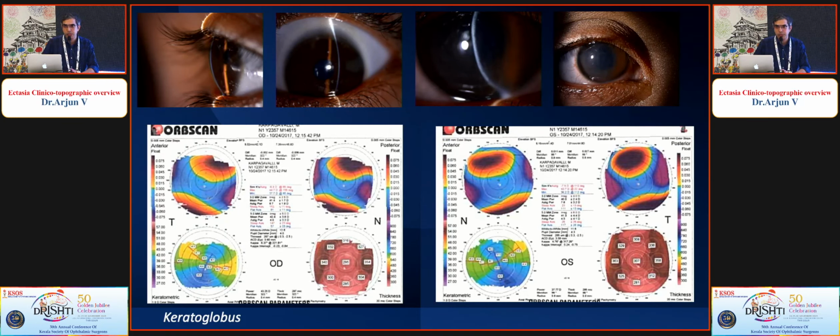So this is the last case, a child with very thin corneas in both eyes, where one eye developed a hydrops. These are the keratoglobus and brittle cornea patients.